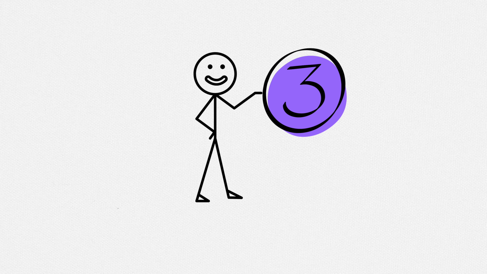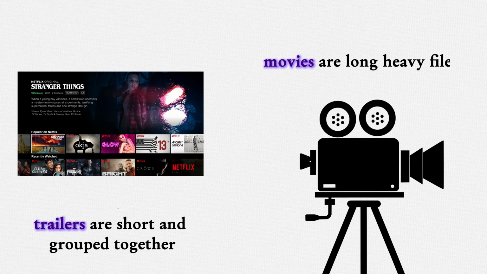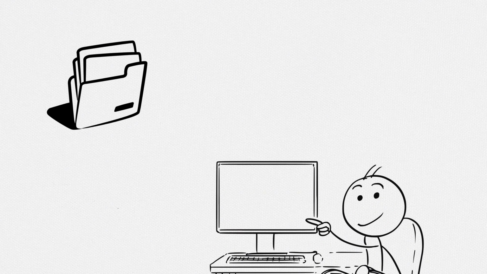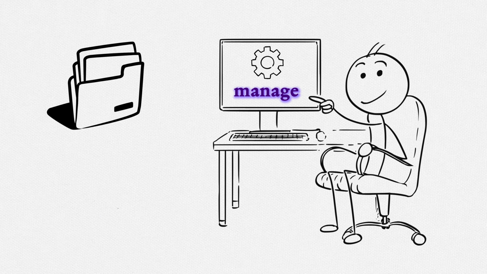These three use cases are different. You don't search movies the same way you search trailers. Trailers are short and grouped together. Movies are long, heavy files and are handled differently. Because the data is used differently, it makes sense for programmers to store and manage it differently.